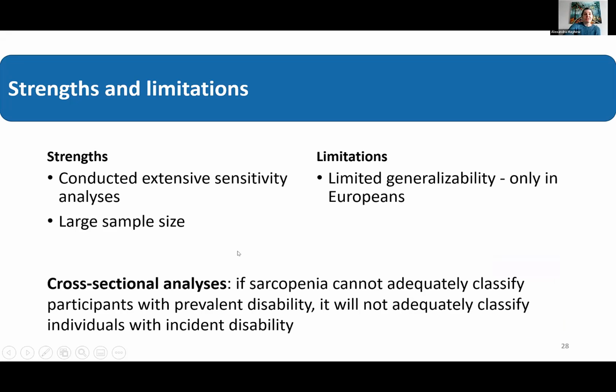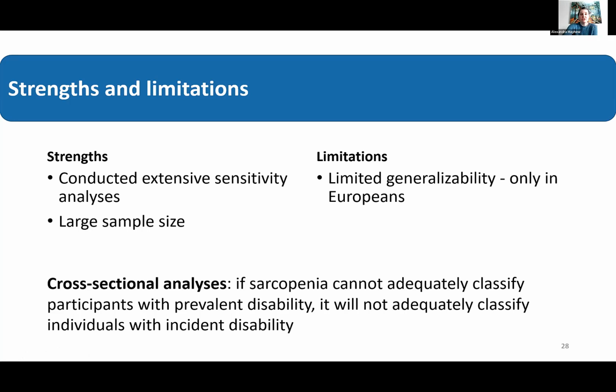So of course, our study has strengths and limitations like all studies. Our strengths include conducting very extensive sensitivity analyses. I challenge even my harshest critic to find a way of defining sarcopenia that we haven't encompassed in our approach. And our size allowed us to do our sex-stratified analyses, which is quite important in the context of sarcopenia. In terms of limitations, we do have limited generalizability because we only ran our analyses in people of European descent.